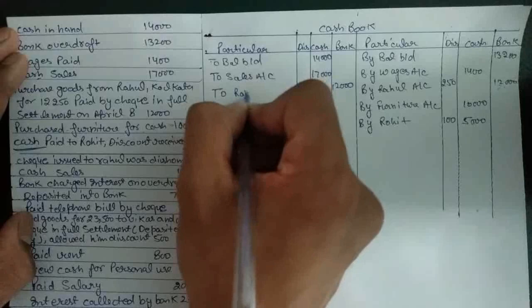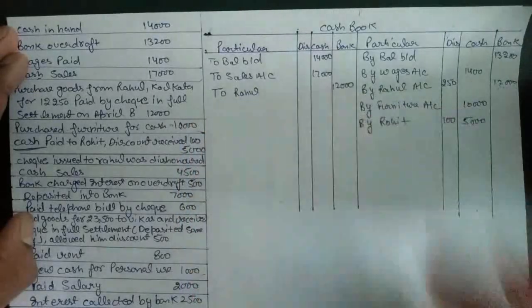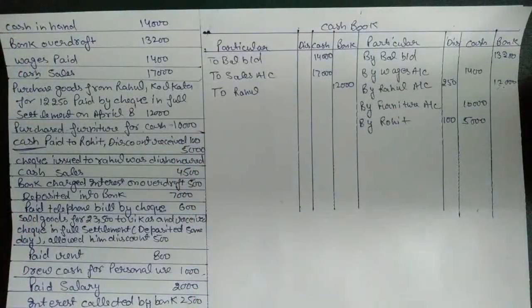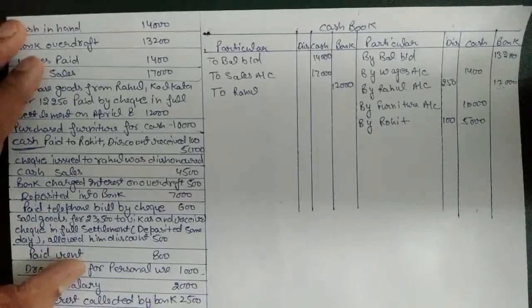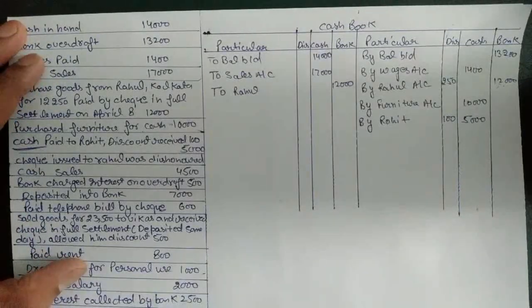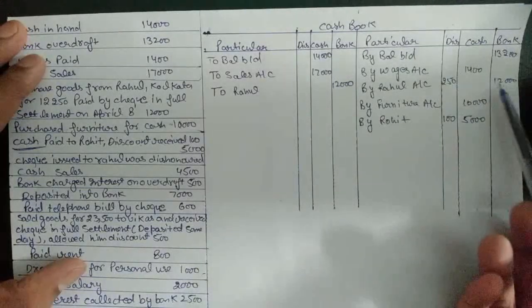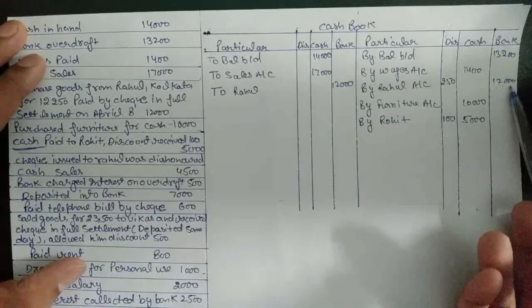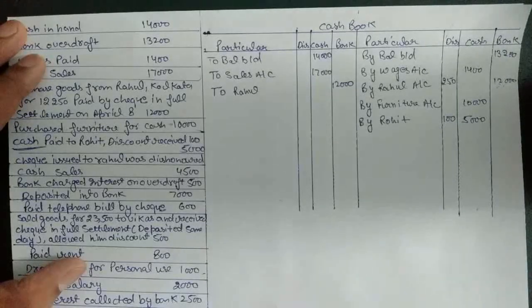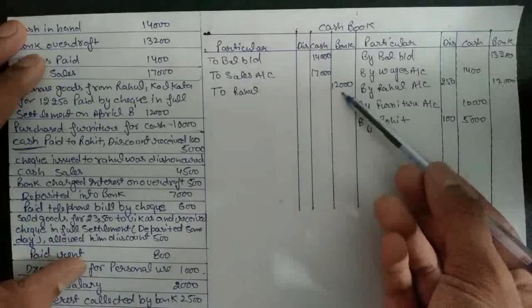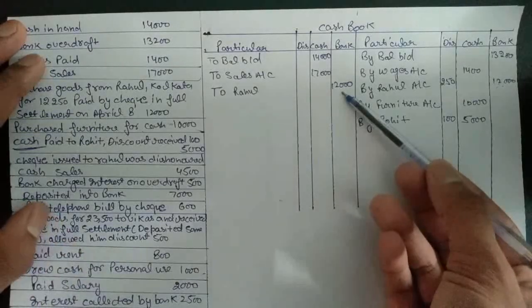To Rahul, 12,000. So now Rahul is again standing in our books, but because the bank did not allow payment to Rahul, our bank balance remains the same. So the deduction we made of 12,000 in the bank account earlier, now we need to add it back to our bank account. This is what we did.